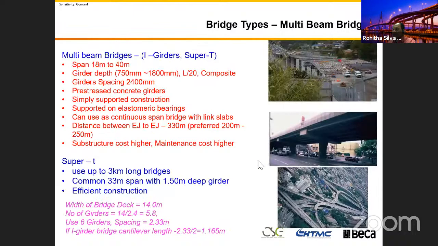Then the common type of bridge, the multi-beam girder bridges. I think you have seen this one, the I-girder bridge. The one in the top right-hand corner is the Super T bridge. The one on the bottom is the Makassan bridge. We use the I-girder. You saw the I-girder bridge construction right at the beginning.